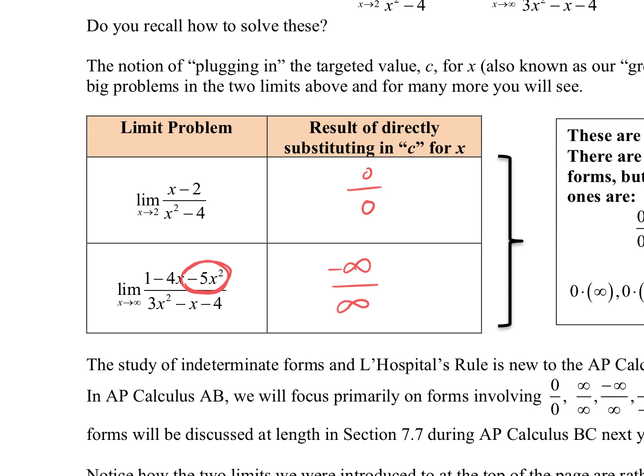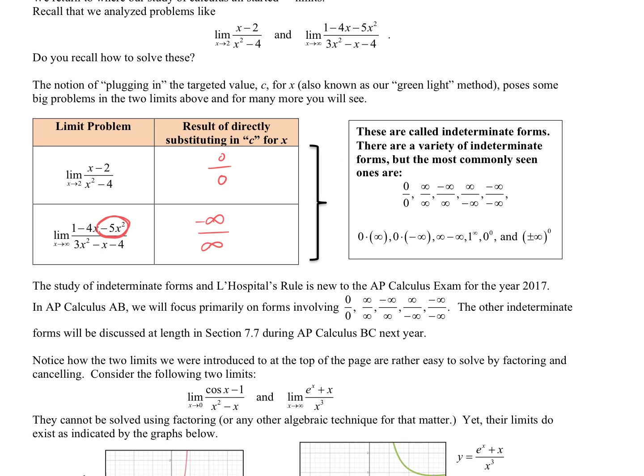Okay, so this study of indeterminate forms and L'Hopital's rule is new to the AP exam as of 2017. So it hasn't shown up before then, but what that means is it most likely will have at least 1 or 2 questions on there. I can't guarantee it, but I'd have a pretty good guess that there's going to be one on there.